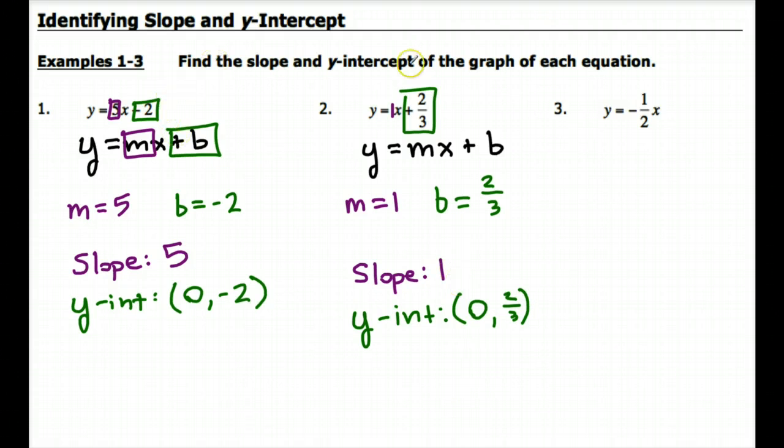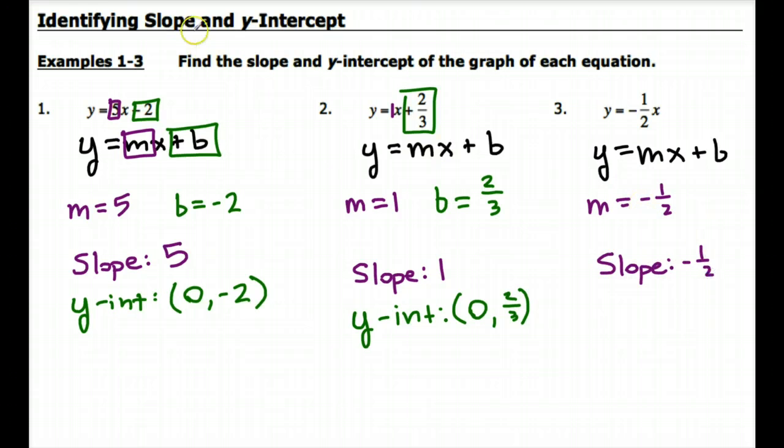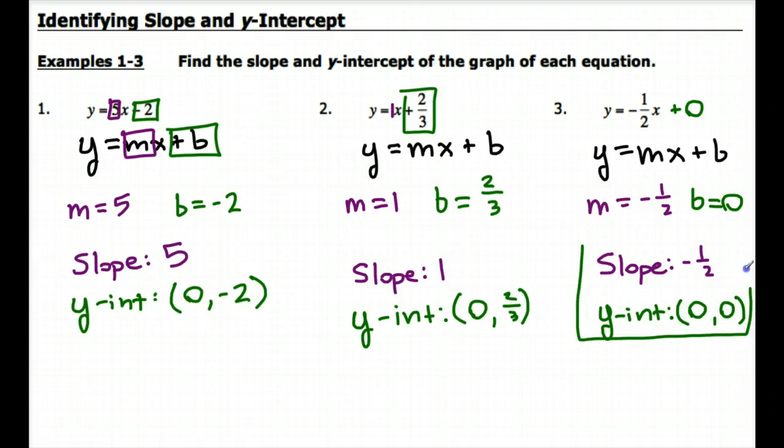Okay, and then finally number 3, we have y equals -1/2 x. This is also in the form y equals mx plus b. In this case, the m value is going to be -1/2, which is also your slope. The b value in this case is sort of hidden. There's no constant at the end, so we can imagine there's a +0 there. So that means my b value is 0, and so my y-intercept for this one would actually be the point (0, 0), or the origin.